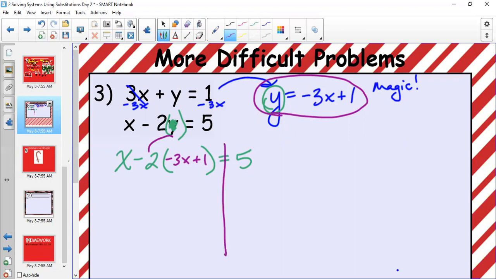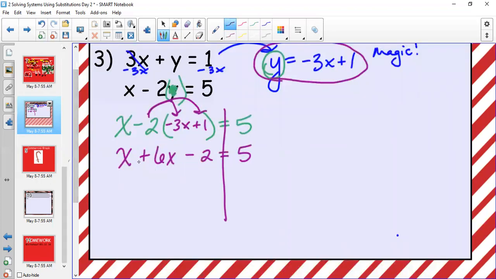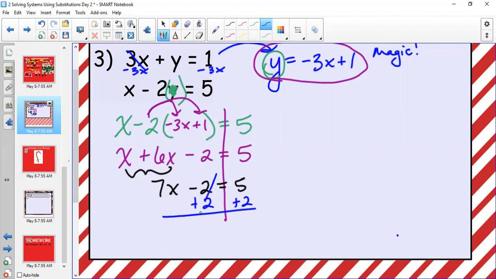So again, be careful with distributing that -2. Watch your signs. Negative times a negative is a positive 6x. -2 times +1 is a -2. All right, then we can combine our like terms. 1x plus 6x is 7x. -2 equals 5. Then I can add 2 to both sides to get 7x equal to 7. And if I divide by 7, I have an x of 1. Again, that's half the problem. I found the x. Now I've got to find the y.